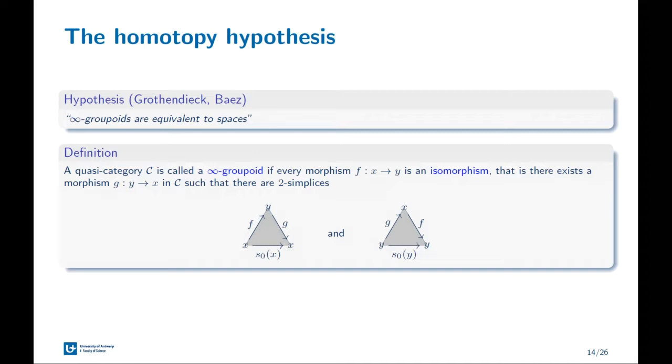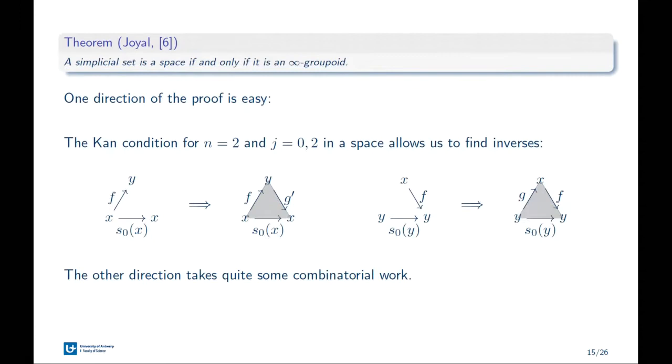You have a question? Yeah, the inverse is also not unique. The inverse is also not unique, yes, exactly. But it is unique up to homotopy, as you might expect. And then it is a theorem by Joyal that indeed, in this context, with the definitions I just gave, a space is the same thing as an infinity groupoid. So if I have a simplicial set, then this will be a space if and only if it's an infinity groupoid.